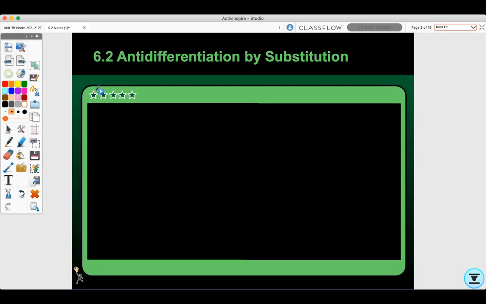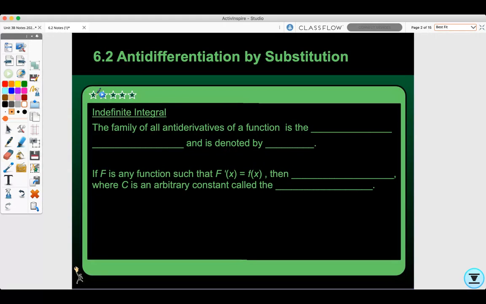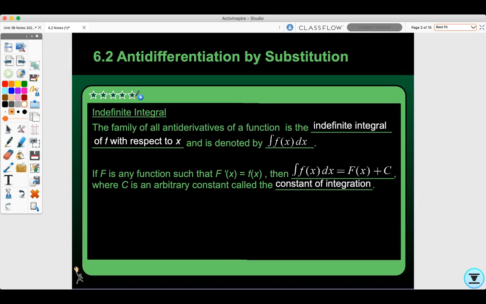Today we're doing section 6.2, Antidifferentiation by Substitution. Indefinite integral. The family of all antiderivatives of a function f is the indefinite integral of f with respect to x and is denoted by the integral of f of x dx. If F is any function such that F prime of x equals f of x, then the integral of f of x dx equals F of x plus c, where c is an arbitrary constant called the constant of integration.